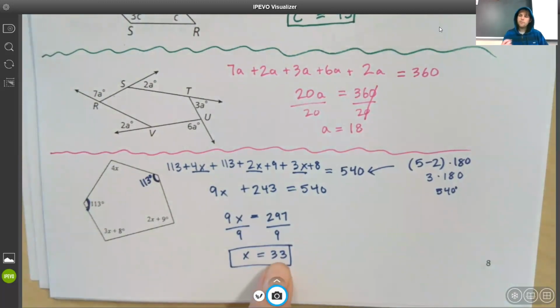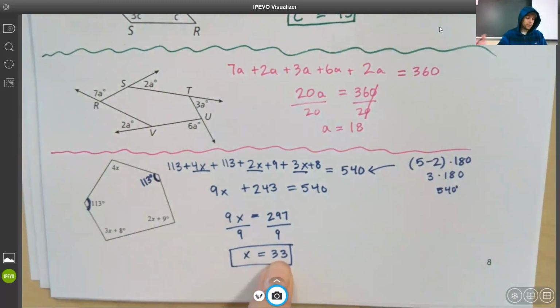And then again, if we needed to, if we were asked to, we could take that number, plug it in, and figure out any of these particular angle measurements.